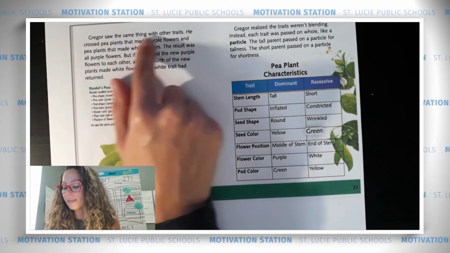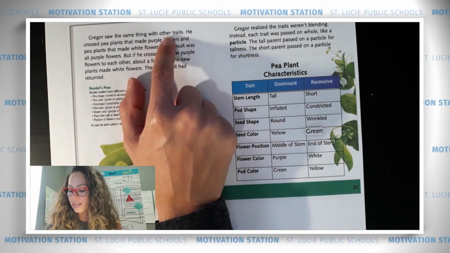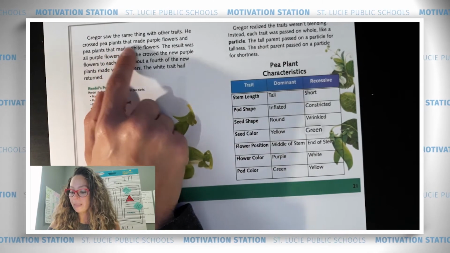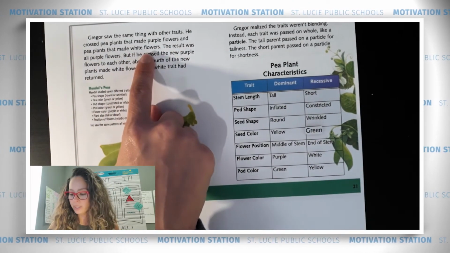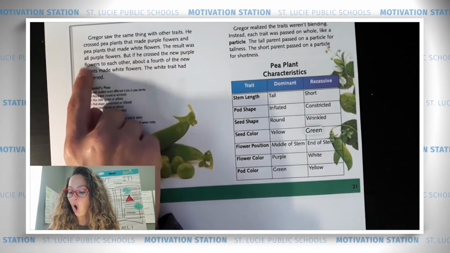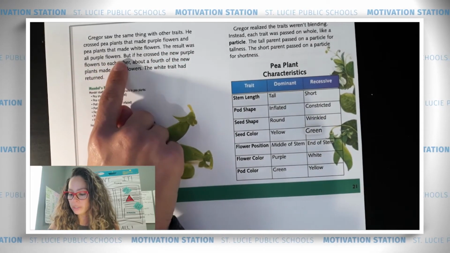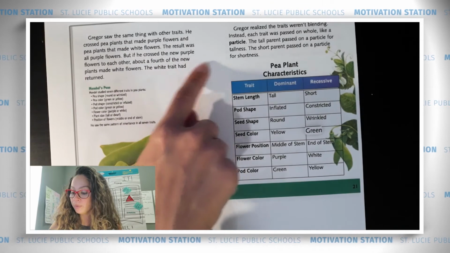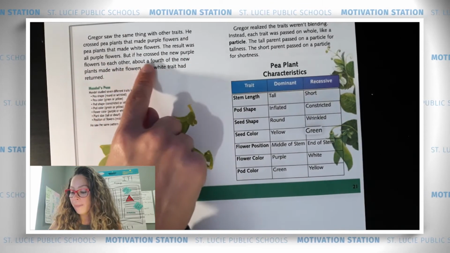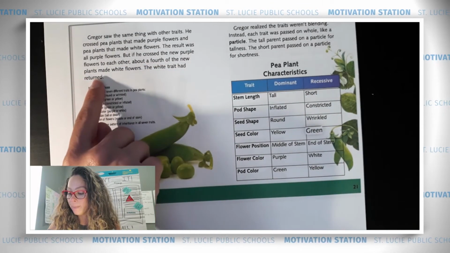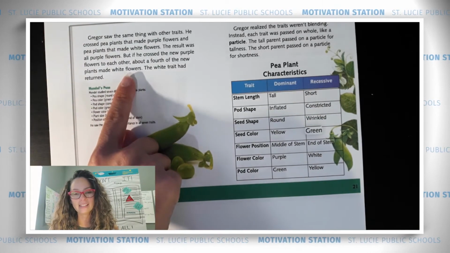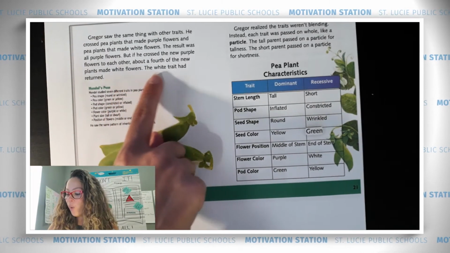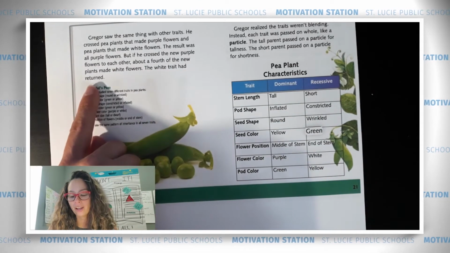Gregor saw the same thing with other traits. He crossed pea plants that made purple flowers and pea plants that made white flowers. The result was all purple flowers. But if he crossed the new purple flowers to each other, about a fourth of the new plants made white flowers. Wow, that is super cool. The white trait had returned.